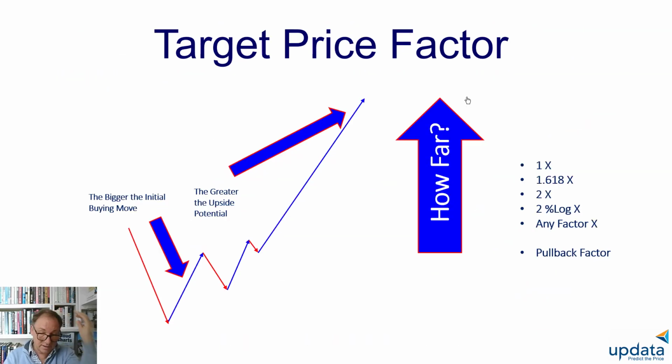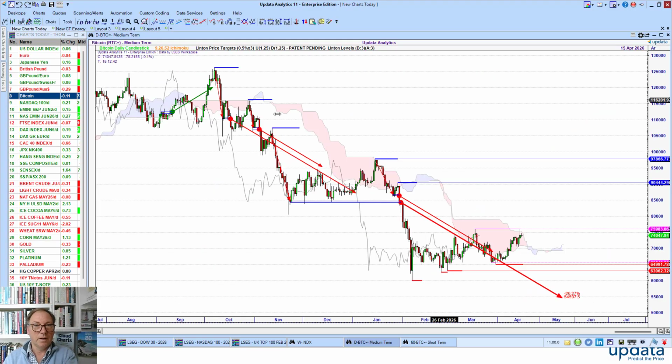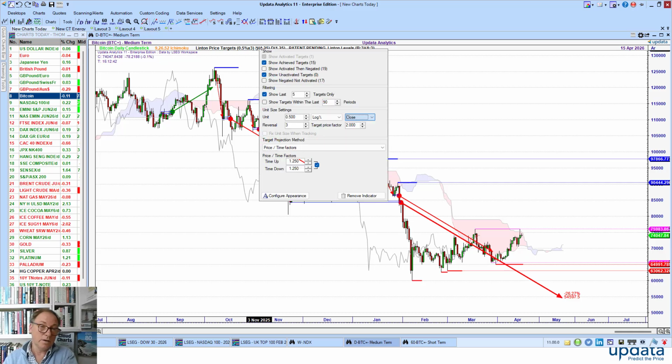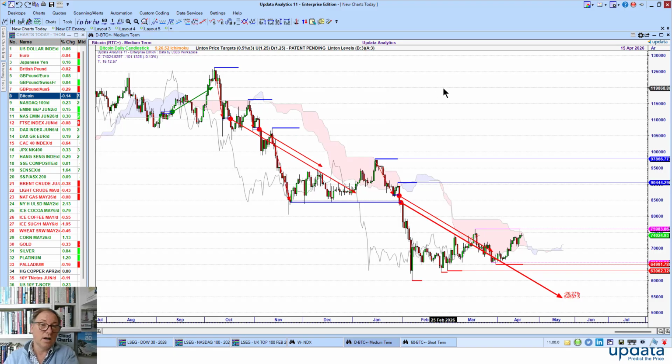The target factor, and again, in other videos we go through this in more detail, but the target factor, I'm using 2, but you could use 1, you could use 1.618 if you wanted. So again, the choice is yours.